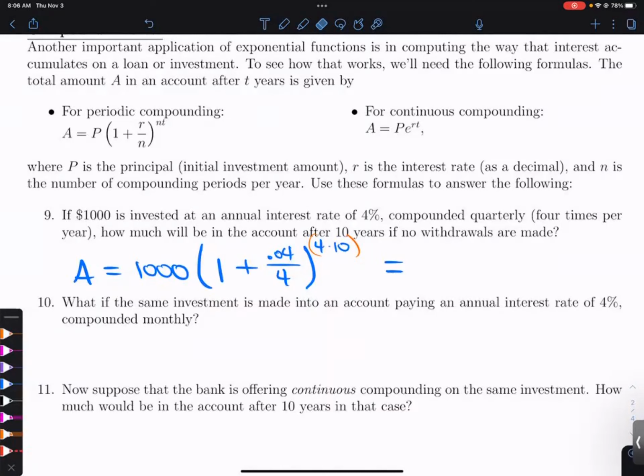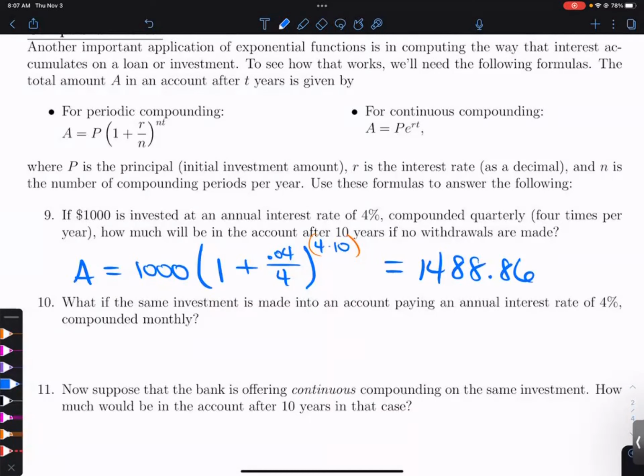If you haven't already, which you should have, grab your calculator, punch all that in, and then tell me what you get. Somebody already have it? 14 something. 1488 and how much? 86. And we round it to 2 places because this is money, right? That's a dollar amount. So 2 places for cents.